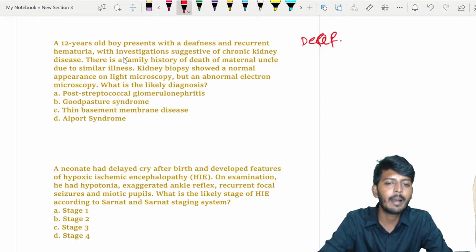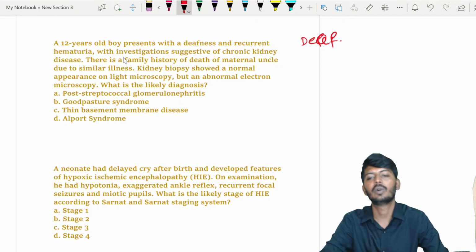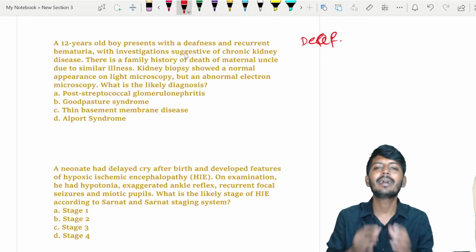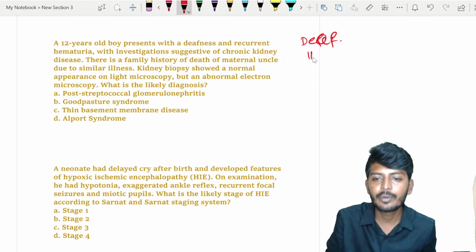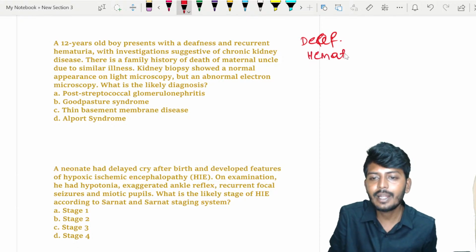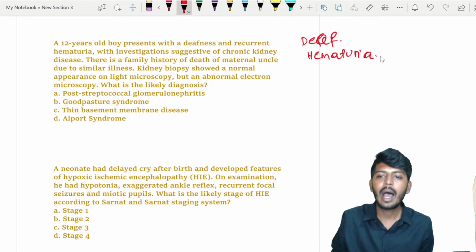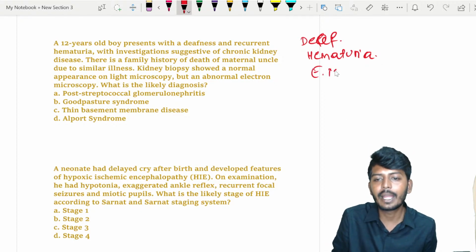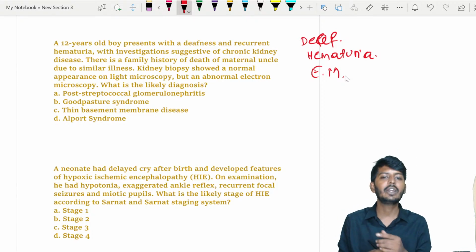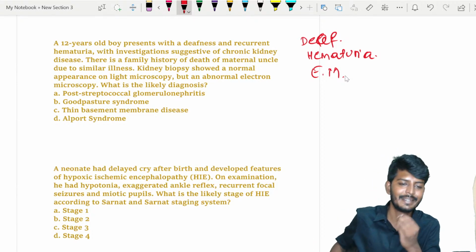Light microscopy appears to be normal but abnormal on electron microscopy. What is the likely diagnosis? PSGN, Goodpasture syndrome, thin basement membrane disease, Alport syndrome. Okay, so let's understand the symptoms: deafness, hematuria, and also there is an abnormality on electron microscopy. What is the disease they are asking?